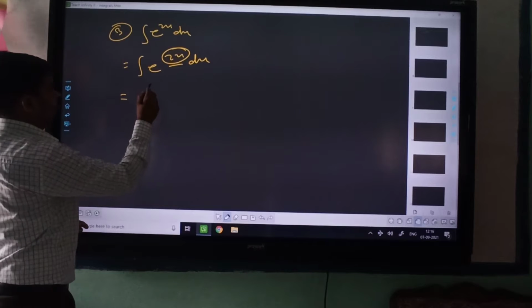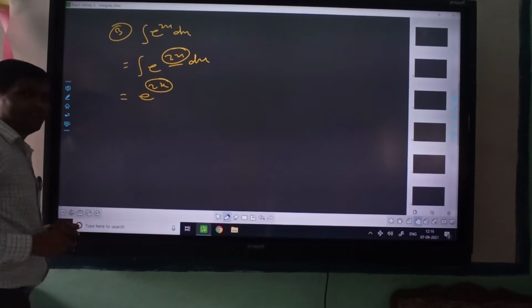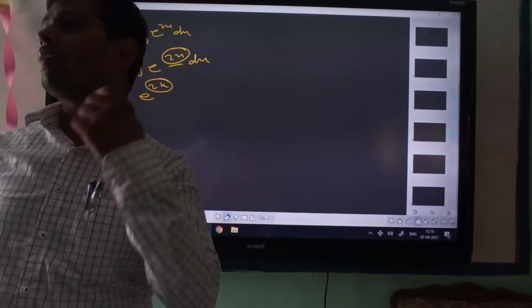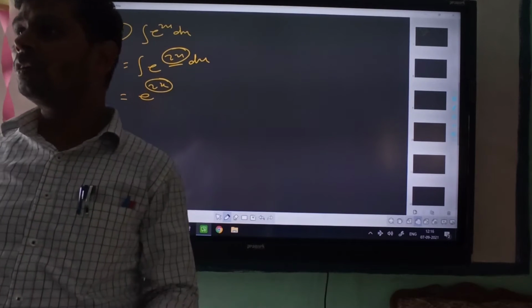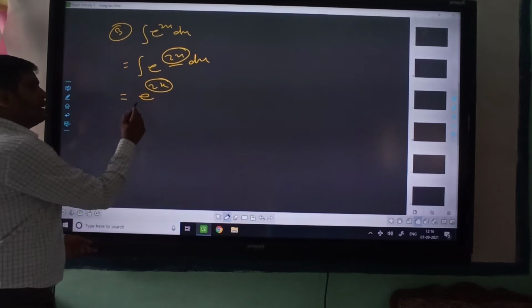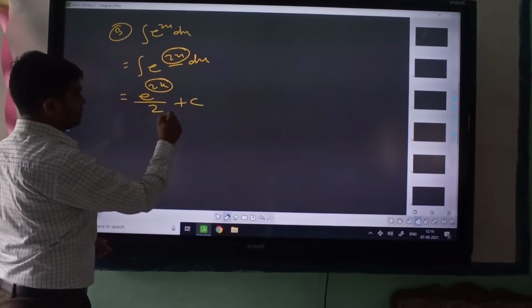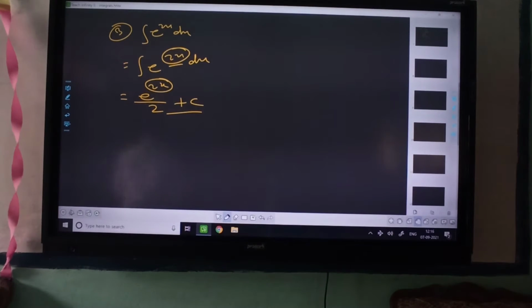This is e raised to the power 2x. But you know it is not x, it is 2x. That's why you have to again differentiate 2x. After differentiating 2x you will get 2. And then you have to divide by this. I think this is the answer. Is it clear to all of you? Is it correct? Chaliye, let's move to the next question.